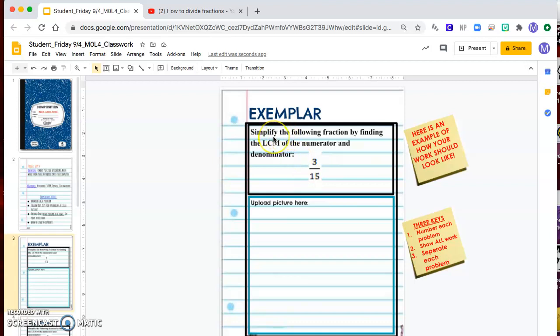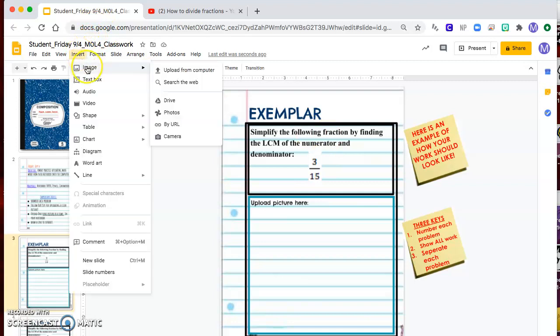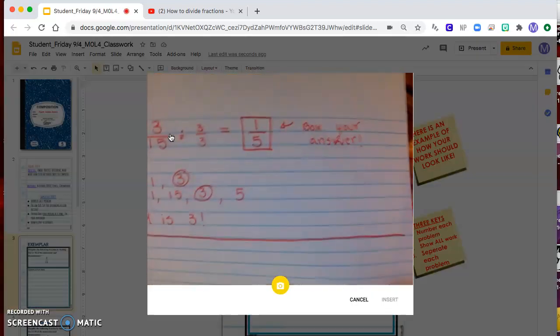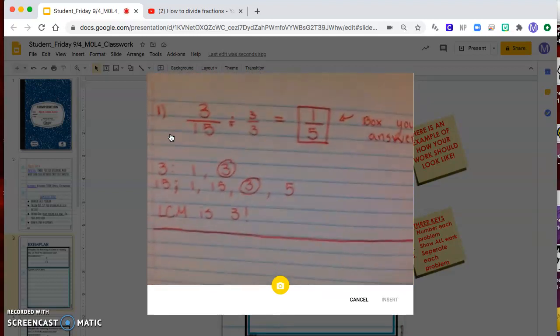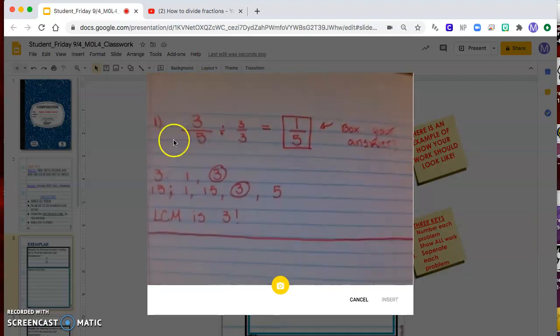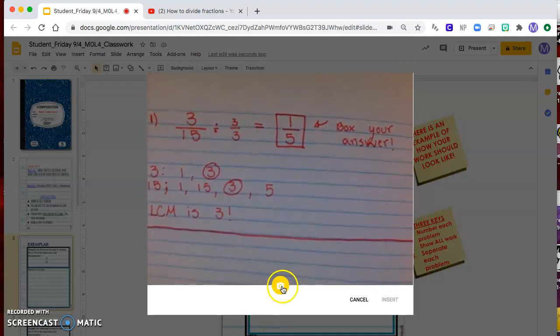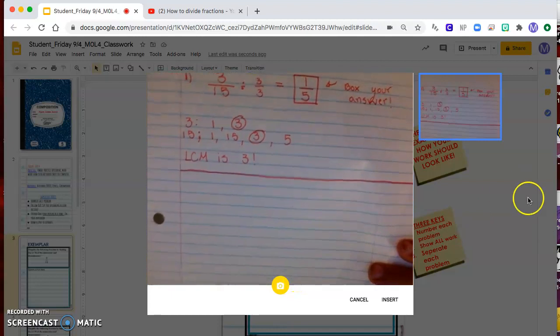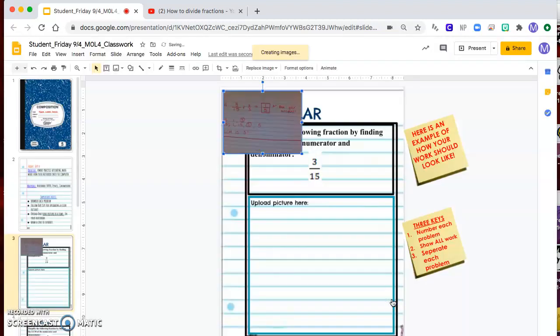So here's what you're going to do. You're like, all right, I have to simplify this fraction or find an equivalent fraction. You show your work on a piece of paper. Again, you press Insert, Image, Camera. Okay, now I have my paper ready, so I'm going to click Camera. And here is my work. So I'm going to take a picture of this work, and I want to make sure everything shows. So I press take a picture. Oh, there I am. And I'm going to just press Insert.